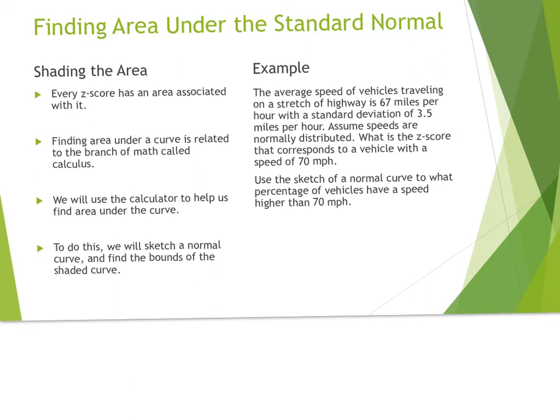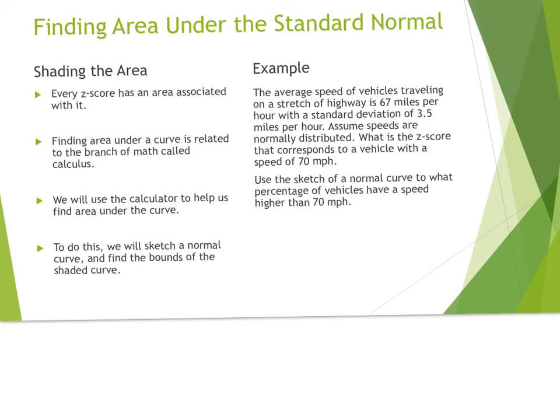So here's an example. It says the average speed of vehicles traveling on a stretch of highway is 67 miles per hour with a standard deviation of 3.5 miles per hour. Assume speeds are normally distributed. What is the z-score that corresponds to a vehicle with a speed of 70 miles per hour? Use a sketch of a normal curve to find what percentage of vehicles have a speed higher than 70 miles per hour.